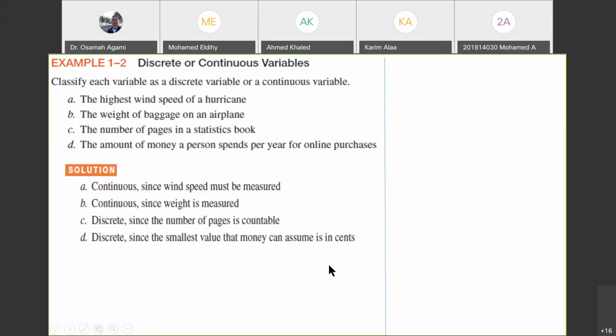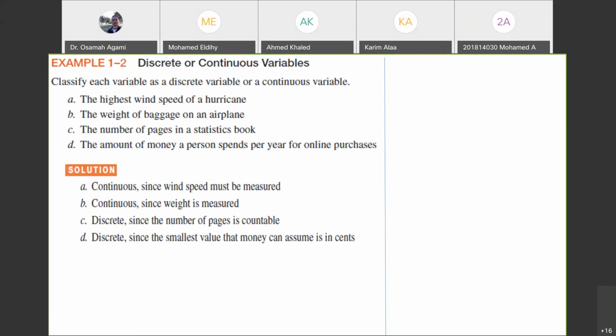Here is the answer. The last one was wrong, because I didn't ask you only about the amount. The amount of money a person spends per year for online purchase, right? Because there is "per year" here. If he put a full stop after "spends", I agree with you to say continuous. But the problem is he added "per year for online purchase". You see what I mean?